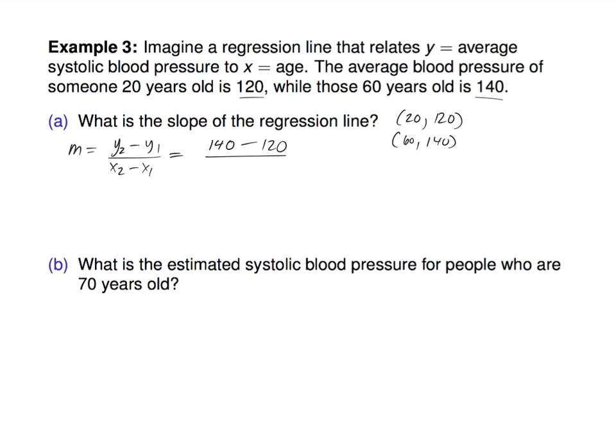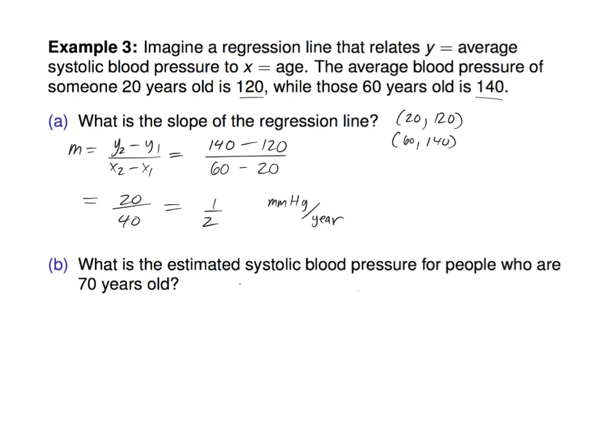So 140 minus 120 over 60 minus 20. So that's 20 over 40, which reduces to one half. Yep, it happens. And so you would have units of millimeters of mercury per year, assuming millimeters of mercury is the proper unit for blood pressure. Would you want us to write it like a fraction, or can we put 0.5? Oh, 0.5 is totally fine. It's equivalent and not wrong.